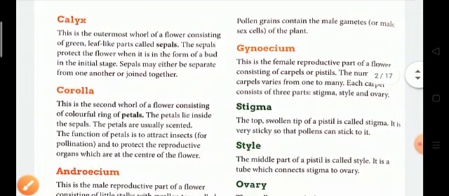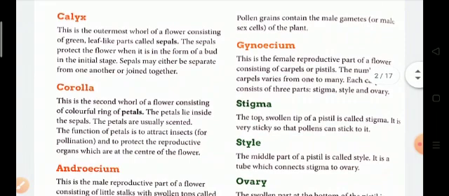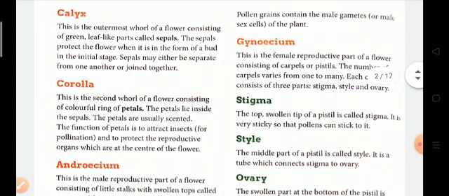Now the description of calyx. This is the outermost whorl of a flower, consisting of green leaf-like parts called sepals. The sepals protect the flower when it is in the form of a bud in the initial stage. Sepals may be separate from one another or joined together.